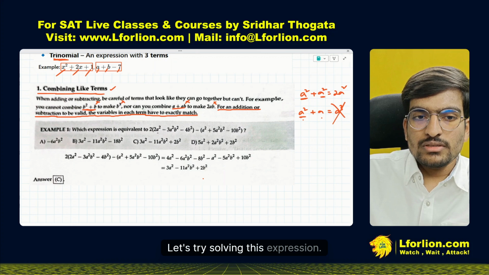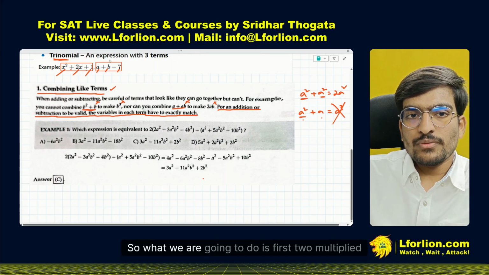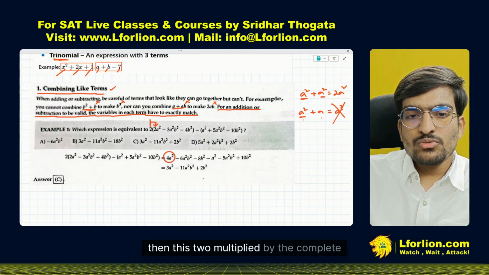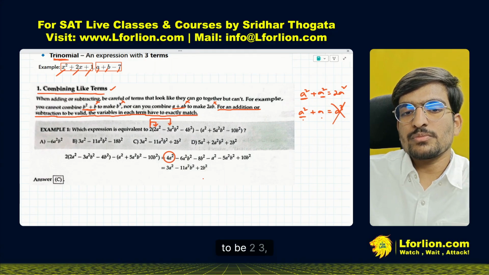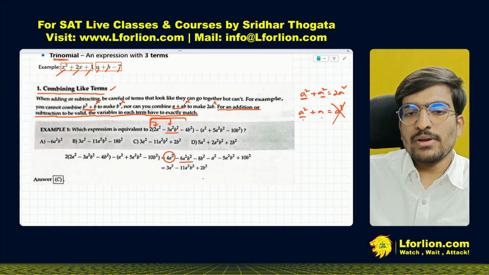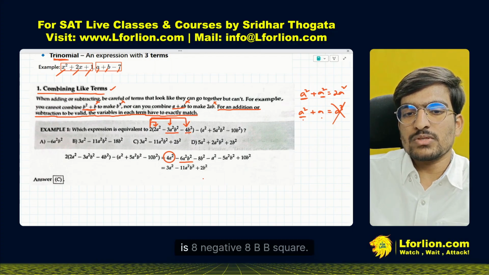Let's try solving this expression. You see this thing is equivalent to one of the options. So what we are going to do is first, 2 multiplied by 2a square is going to be 4a square, and then this 2 multiplied by the complete parenthesis, I mean the things inside the parenthesis, is going to be 2 times 3 is 6, minus 6a square b square, and then 2 again multiplied by the third term, which is negative 4b square, which is negative 8. 2 times 4 is 8, negative 8b square.